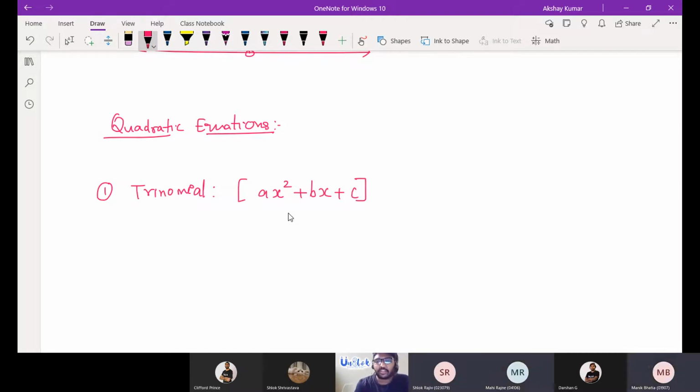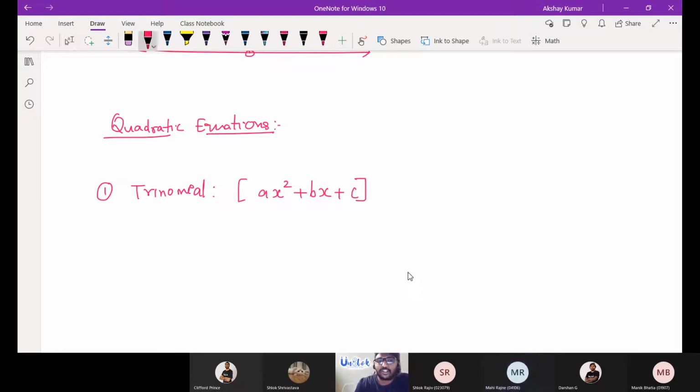By what method? First, the multiplication of a and c, c and ax square. Okay, I heard about splitting the middle term. Yes, sir, that one. So you have to split the middle term into terms where the product is equal to the product of a and c, and the sum is the middle term.